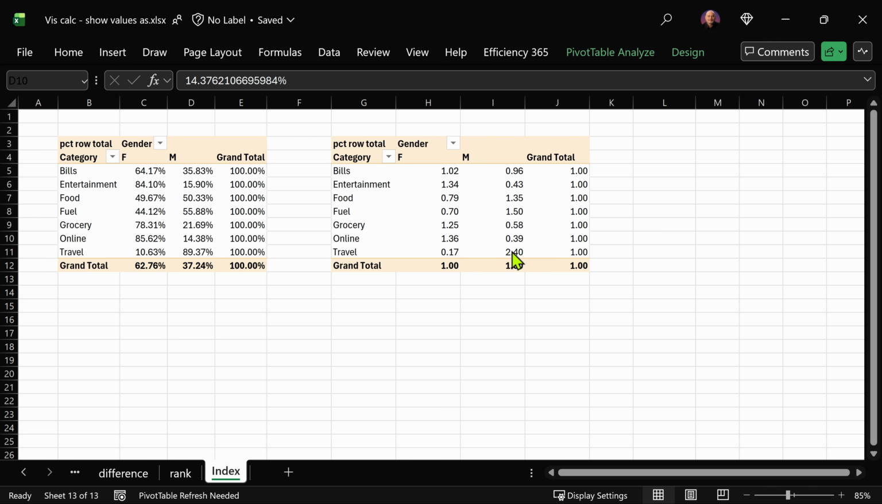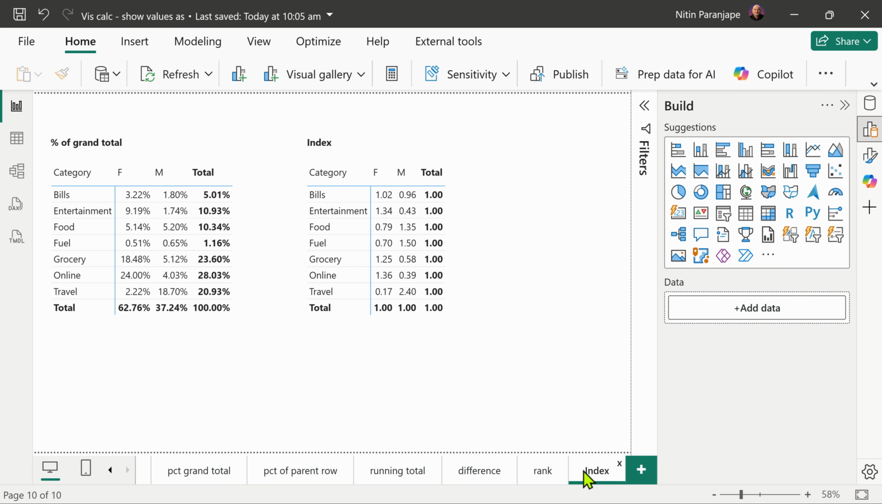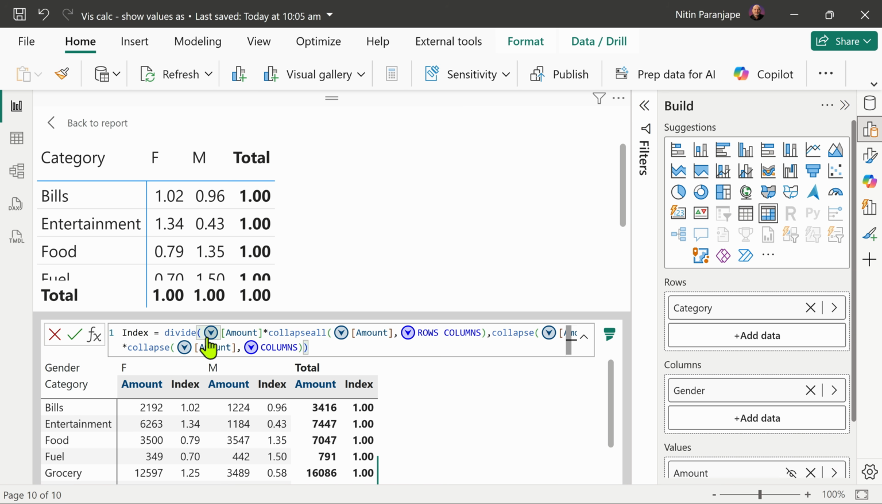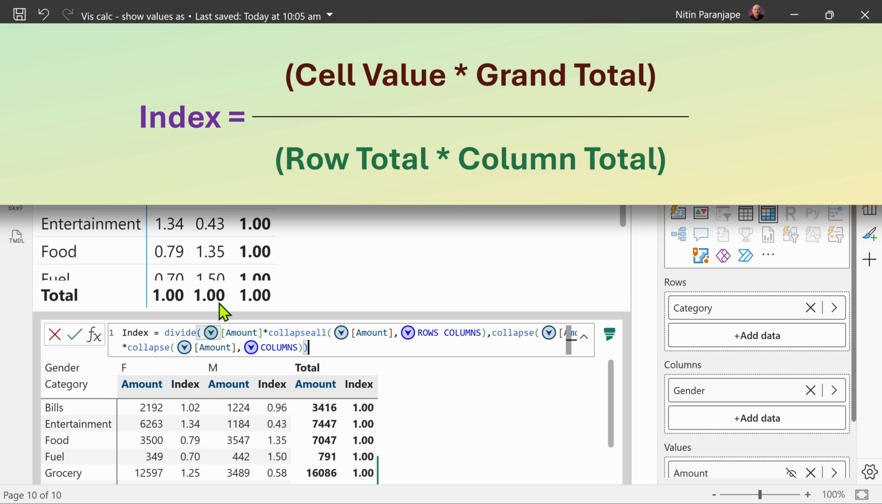So index does give you real, practical, actionable insights, but I have hardly seen any customer using it. So how do we do this? In Power BI, there's no direct function for it, but let's look at the custom formula for it. So this is the divide function. In this, what are we doing? Amount, which is the individual cell amount, we want to multiply it by grand total. We have already seen grand total is collapse all amount and rows and columns.